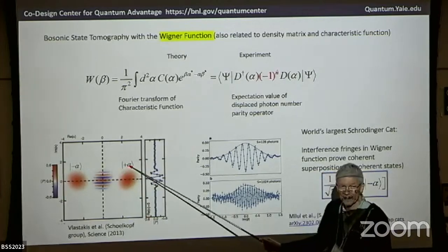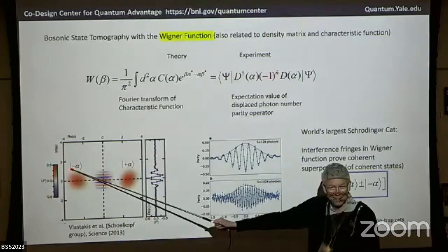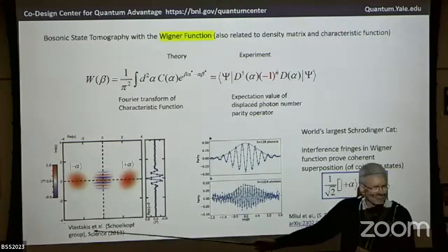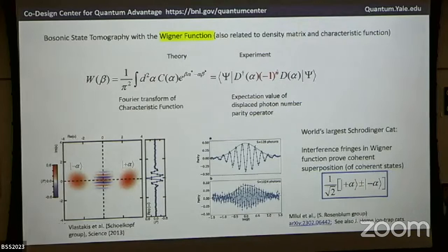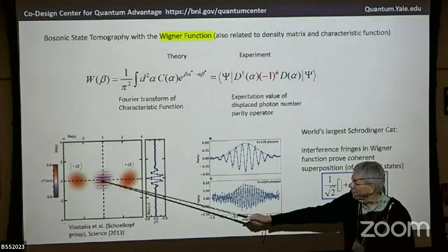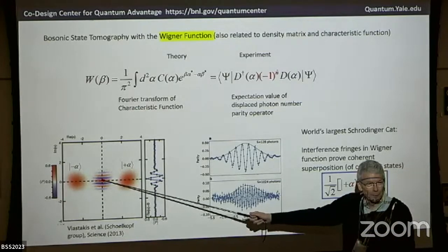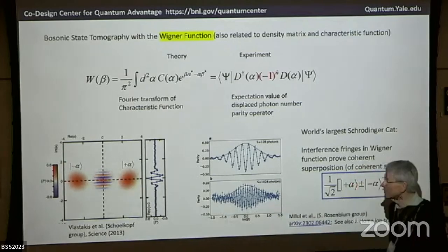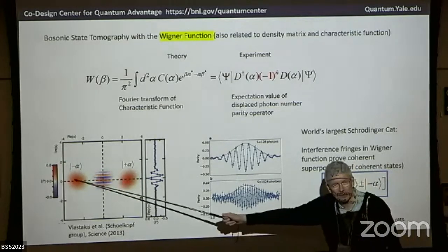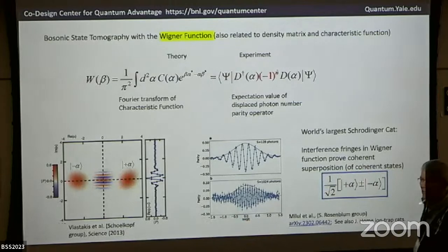It's alpha plus minus alpha. It's only made of even photon numbers. You can also make an odd cat where the fringes would be blue here in the center. So it proves it's not a mixture of two coherent states. It's a coherent superposition of coherent states.